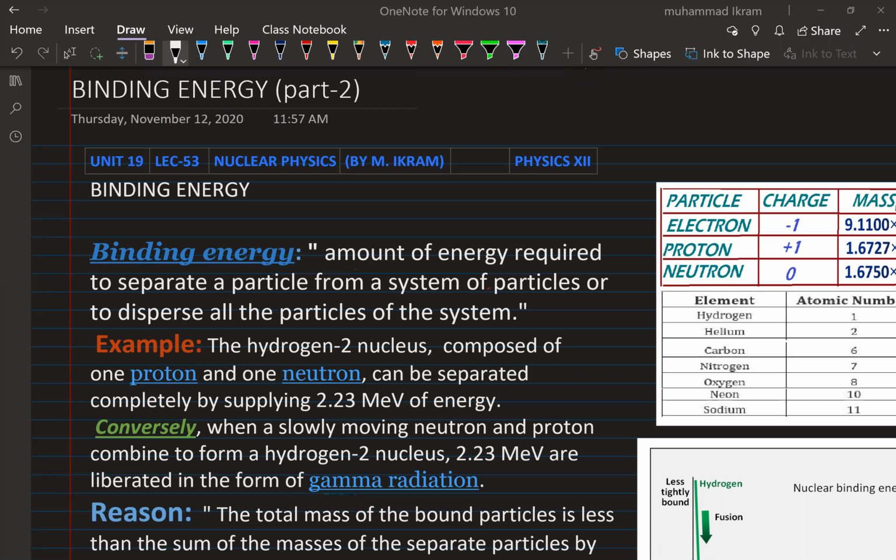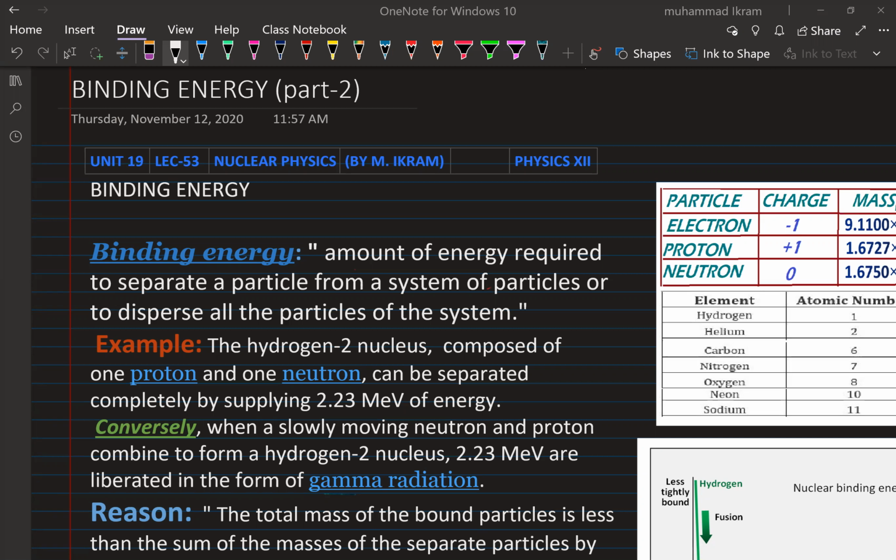Today's lecture is about binding energy, and it is part two. You know that in the previous lecture, I told you that mass defect and binding energy were considered to be a single topic because they are very much related to each other. But at that point we needed some introduction to nuclear physics and the structure of the nuclei. This is why I spent most of the time introducing the structure of the nuclei, the size of the nuclei and some properties of the nuclei. And then I explained the mass defect also.